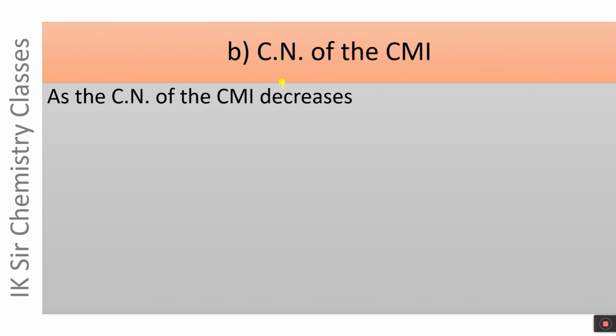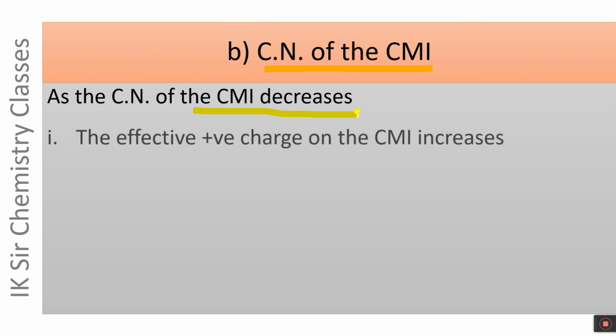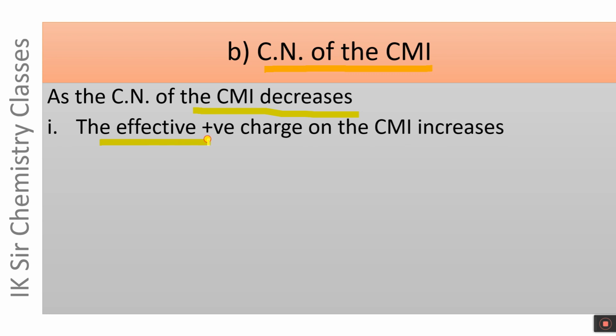Another factor is the coordination number of the CMI. As the coordination number of the CMI decreases, the effective positive charge on the CMI increases. As the number of negatively charged ligands, that is the coordination number of the CMI, decreases, not increases, the effective positive charge on the CMI increases.